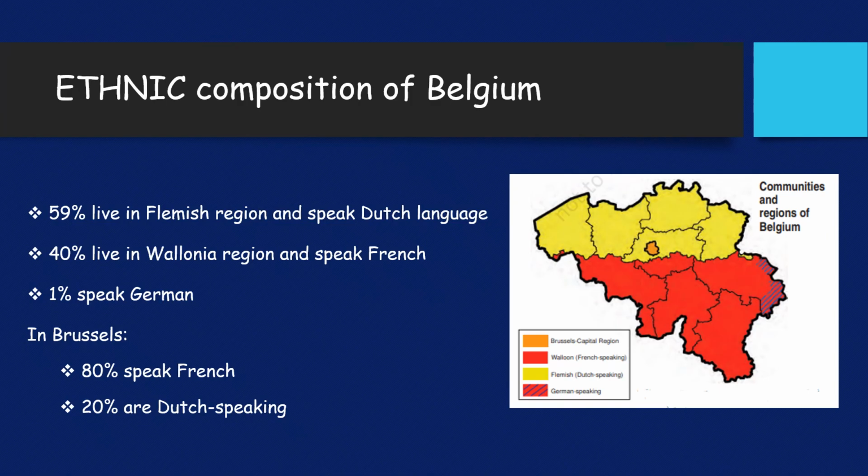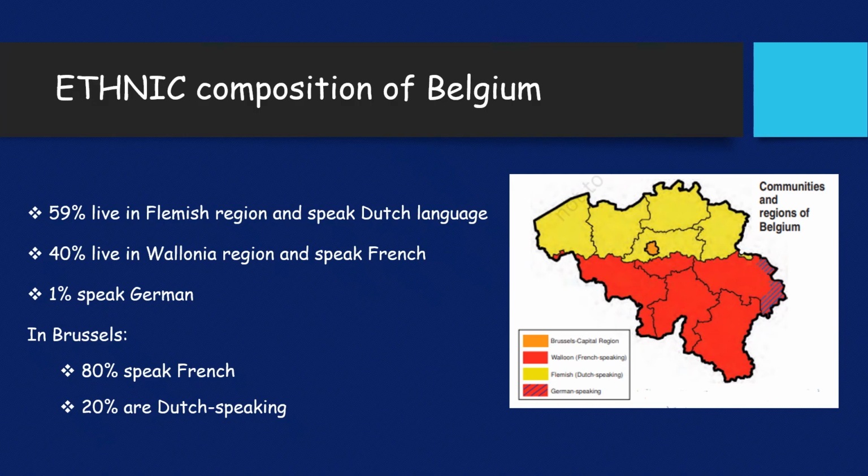Let's come and talk about the ethnic composition now. 59% live in the Flemish region and speak Dutch language. If you look at the map, you'll be able to see that the yellow part has been denoted, which shows the Dutch speaking people, whereas 40% live in the Wallonia region and speak French. This is the part of the map which is denoted in the red color. 1% speak German. This is that shaded area that you can see in the map.